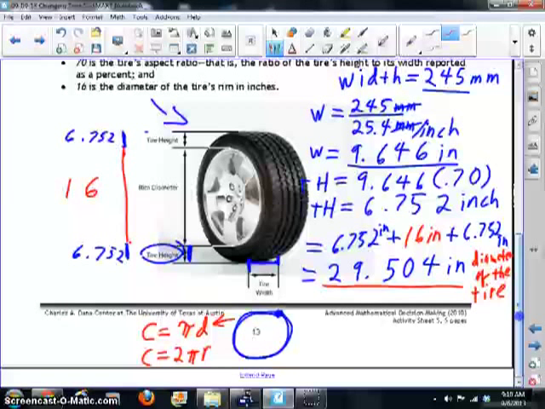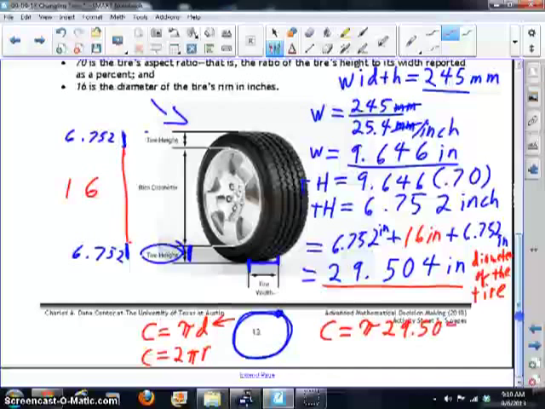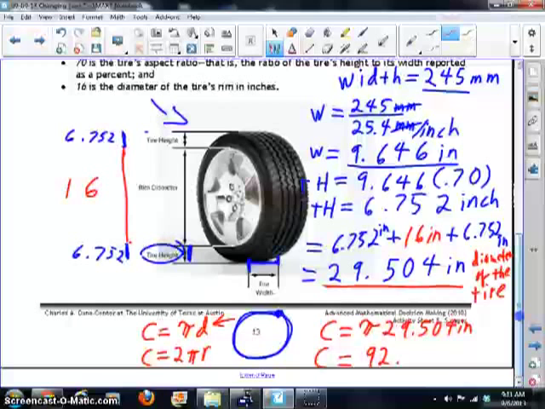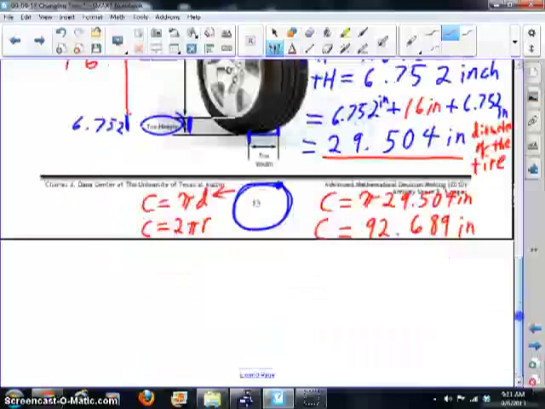What we can do right here is simply take C, that's going to be equal to pi times 29.504 inches. And that gives us a grand total of 92.689 inches. Now be very careful when you're doing the math here, because depending on where you take your decimal, if you go to 3 places, it's going to be more accurate. If you take the decimal to 4 places, it's going to be even more accurate. Sometimes you might want to store those pieces of information so that you can be as accurate as possible.